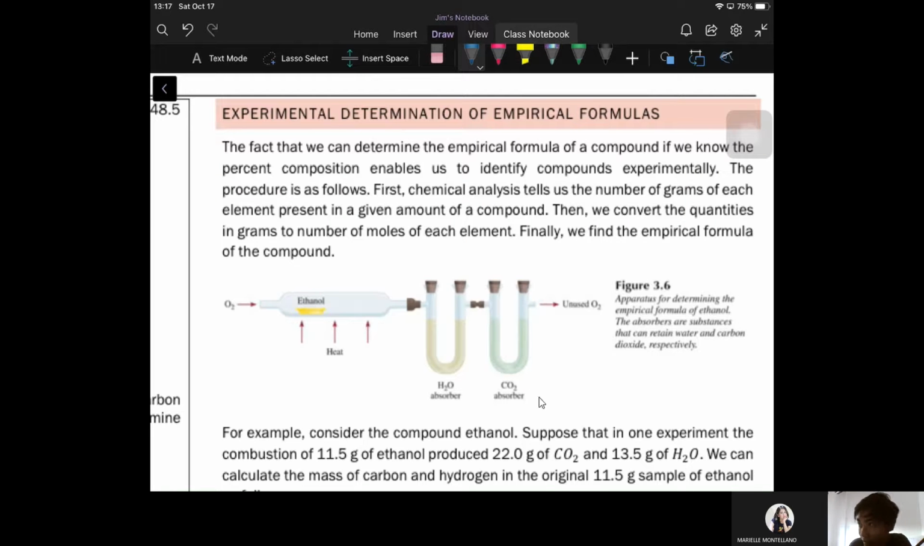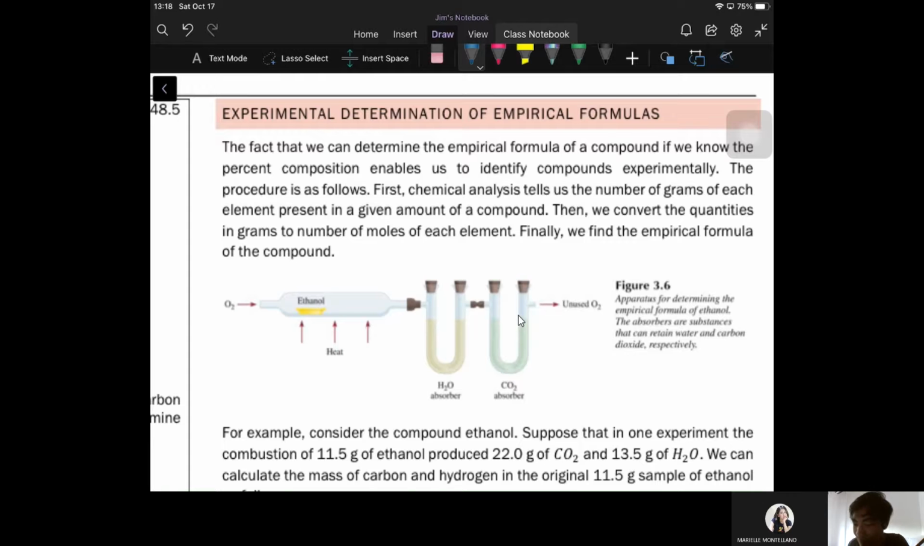So, ano uli yung nangyayari dito? Susunugin mo yung organic compound, no? That will produce H2O and CO2. Then, for those compounds, yung H2O and CO2, may absorber para sa kanila. So, yung absorber, ang purpose nun is to determine kung ano yung mass ng compounds na na-produce from the burning compound dito sa organic compound mo.